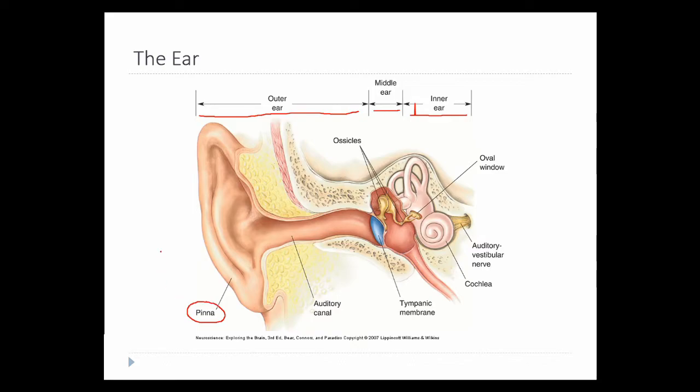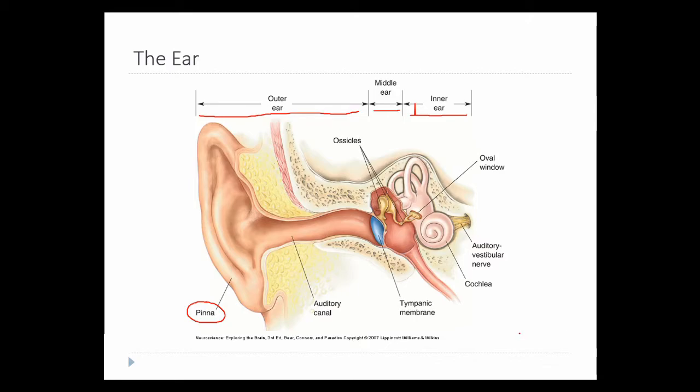The pinna is kind of interesting because, for one thing, it only really exists in mammals. Most other vertebrates that have an auditory system don't have any kind of external feature of the ear. So the pinna is important, as we'll learn later, for detecting where a sound came from. But otherwise, its job is mainly to just funnel sound into the auditory canal.